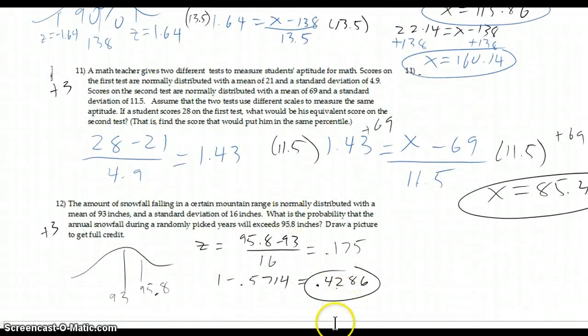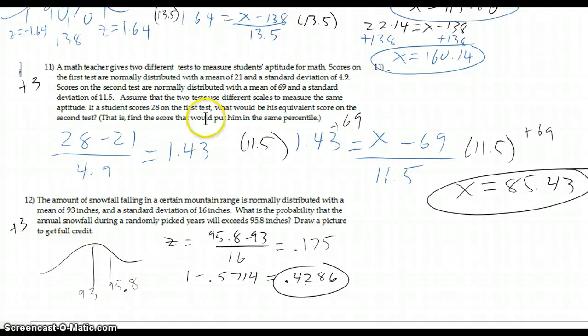Number 11, we're just going to calculate another z-score here. For each one. So a 28 is their score with an average of 21, standard deviation of 4.9. So that's a 1.43 z-score. 1.43 standard deviations above normal. So say, okay, what's the equivalent score on this other test? Well, we know it's got to have the same z-score, and we know the average is 69, with a new standard deviation. So we again cross multiply by 11.5, add 69, and we get a test score of 85.43 as the equivalent score.